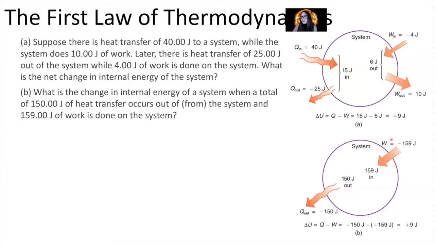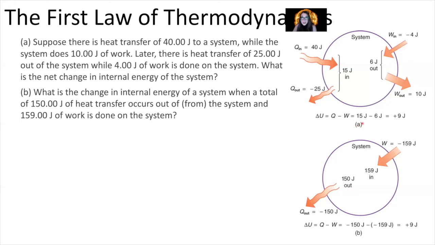So delta U is equal to Q minus W. So then the net change in internal energy of our system is going to equal, we earlier said that Q here, the net heat transferred into the system, is Q in minus Q out. So we had 40 joules in, we had 25 joules out. 40 minus 25 is 15.